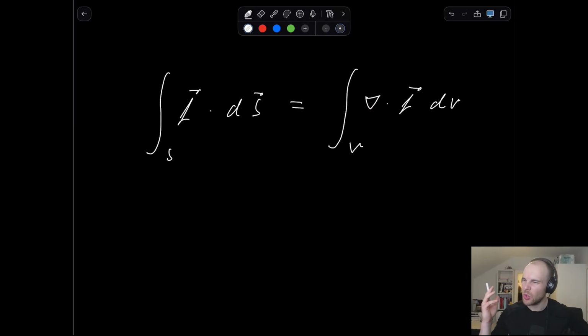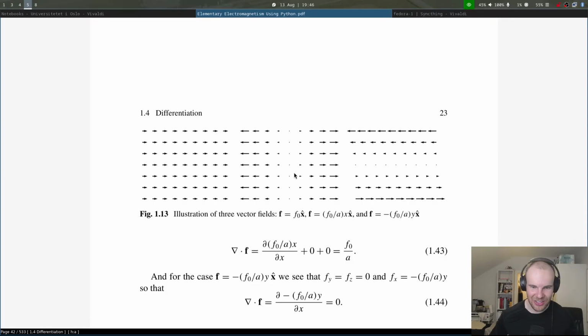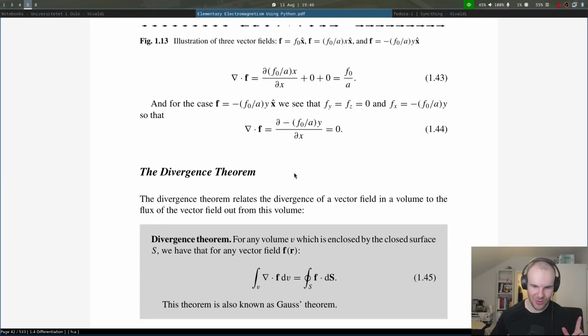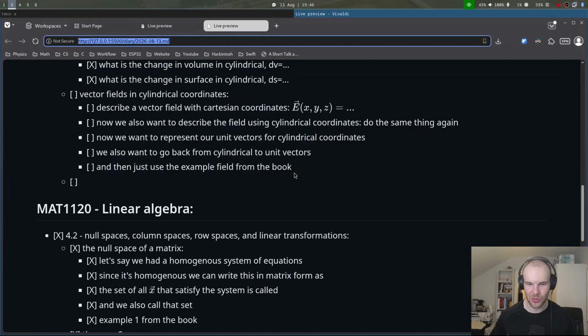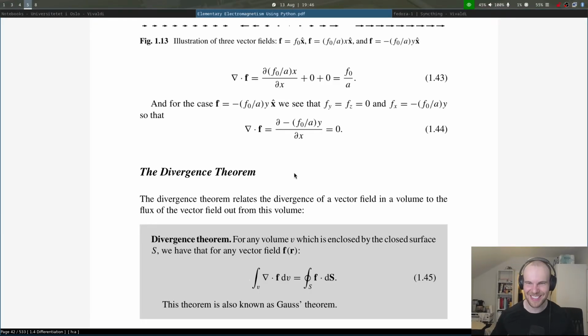Oh, no. Closed surface. There you go. It should be closed surface. Let's see. It has to be closed surface. Yes, it's closed surface. Yeah, you can't close the volume. What are you talking about? It's closed surface. All right.